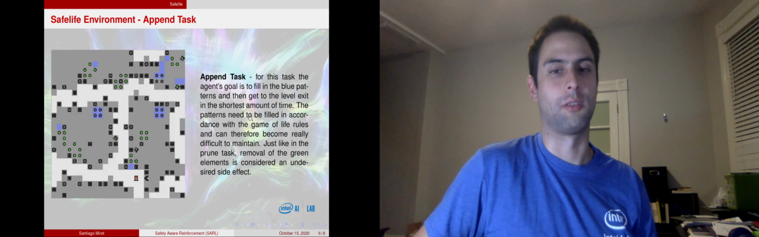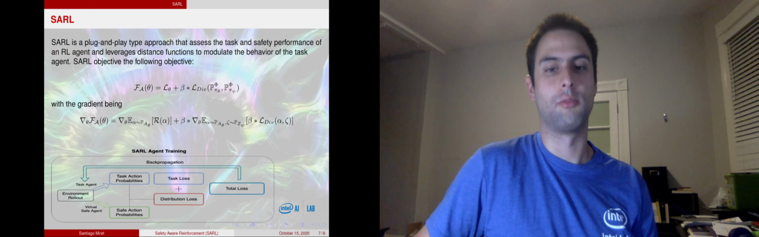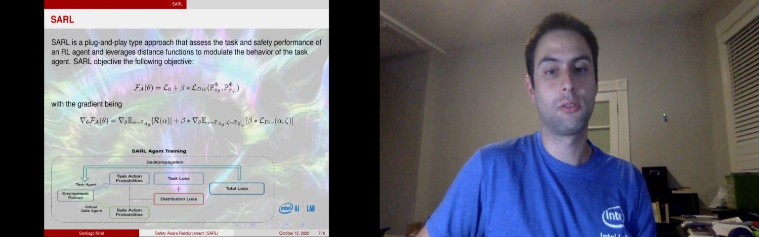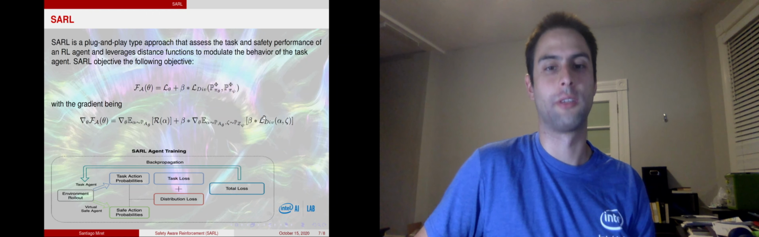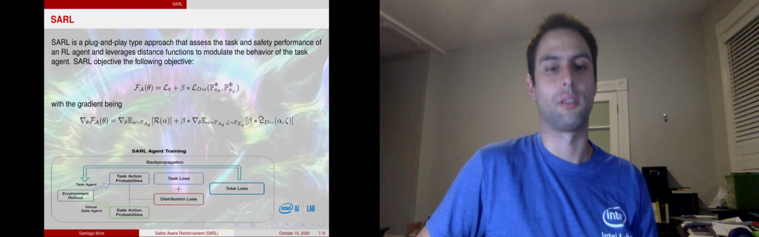Now, our approach was to assume that we have a distribution that represents the task behavior that we want, and a distribution that represents the safe behavior that we want. Once we have those two distributions, we can essentially take a distance between those distributions, and we can use that to regularize our RL objective. And that is shown in the first equation here, and then we can backpropagate the gradient through it and end up with the updates that we need for our agent to be actually trained.